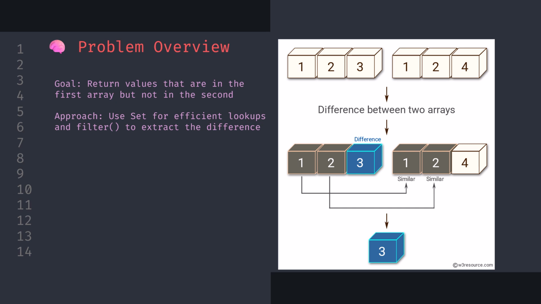We want to remove from array A anything that's found in array B. Using a set helps us check existence quickly, and filtering lets us grab only what we want. Let's dive into the code for a clear review.